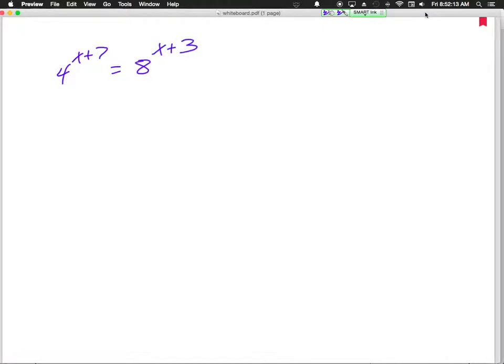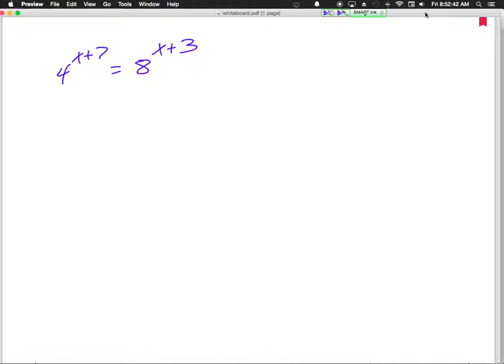Alright, I have 4 to the x plus 7 equals 8 to the x plus 3. Now I want to solve this exponential equation. Any thoughts on what I need to do? I need to make the bases the same. So when I have an exponential equation and it has two exponential parts, I want to try to make the bases the same. So what base do I want to make?